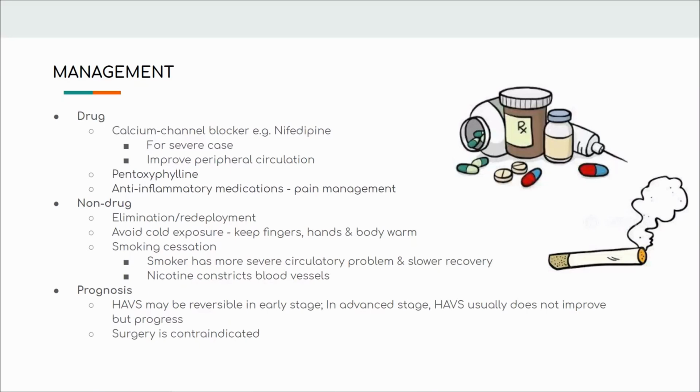As for non-drug management, elimination of the vibration exposure or redeployment, reassignment of tasks to workers, also avoidance of cold exposure to keep the fingers, hands, and body warm and dry, as well as the working environment, and smoking cessation, because the nicotine, a chemical inside the cigarette, will constrict blood vessels and result in poor blood circulation. That is why smokers have more severe circulatory problems and slower recovery.